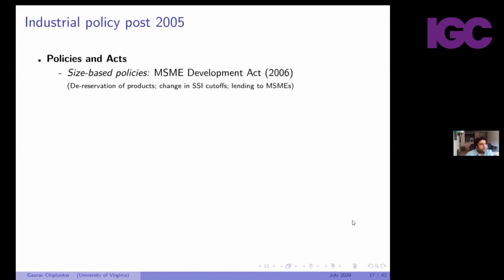Right. And so then coming to post-2005, essentially the last 15 years or so, I think the major policy reforms have been the 2006 MSME Development Act, which basically redefines the medium and small. MSMEs are the micro, small and medium enterprises. So these are the very, very small firms in the country. And there, for example, remember the reservation of products that I had talked about? Certain products were reserved such that only small firms could manufacture them.